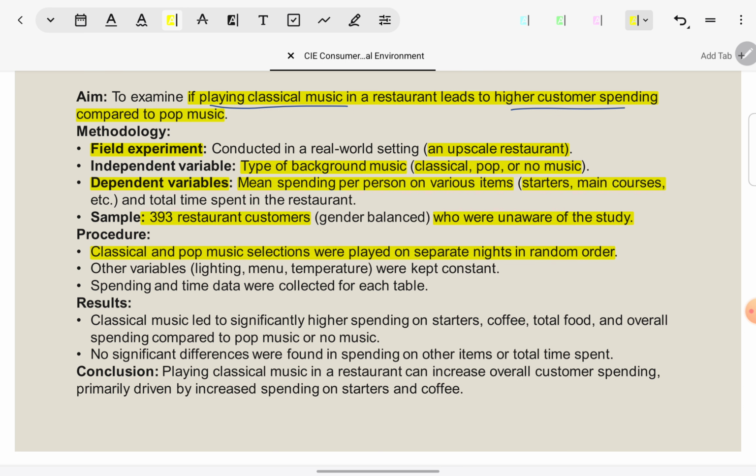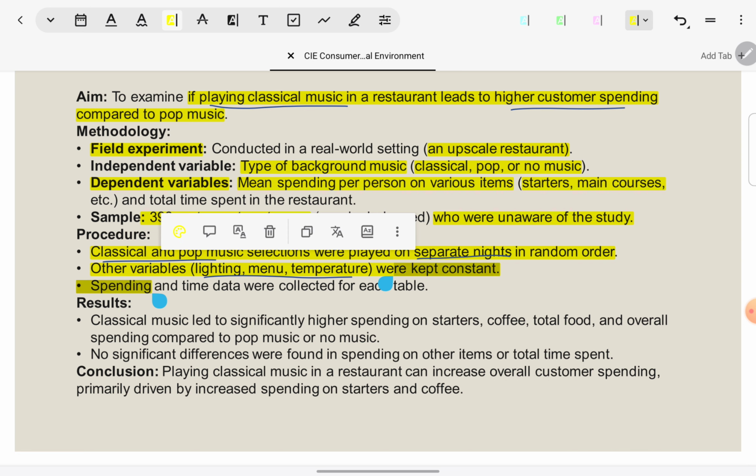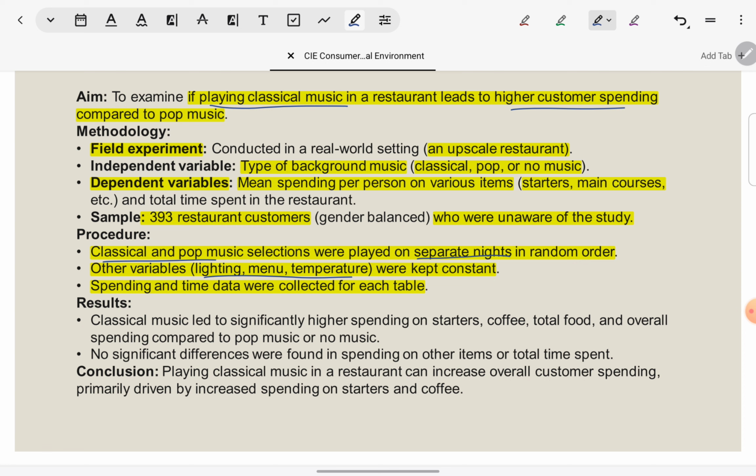What researchers did was, on separate nights they played one of those 3 types of music. Other variables they kept constant, such as lighting, temperature, and the type of menu served, so that those don't become the reasons for spending rather than music. And then they collected data with the help of a waitress. I can't recall exactly, but I think it's the researcher who posed as the waitress, so that people would not know that a researcher was recording their behavior. She noted down how much consumers were spending. She just took a look at their bills and recorded it, so that they could analyze it further.